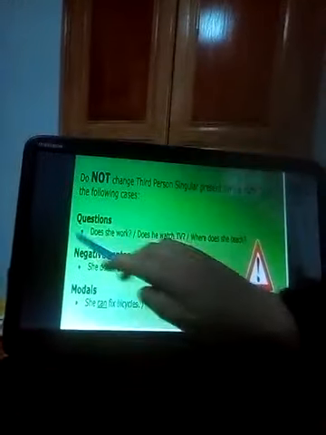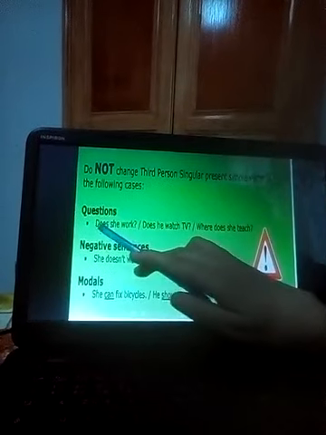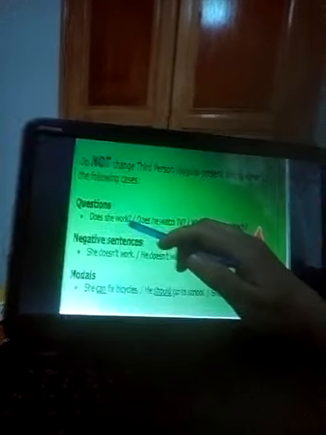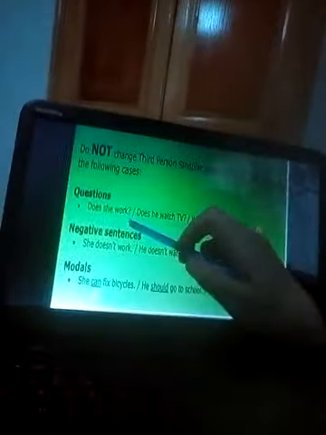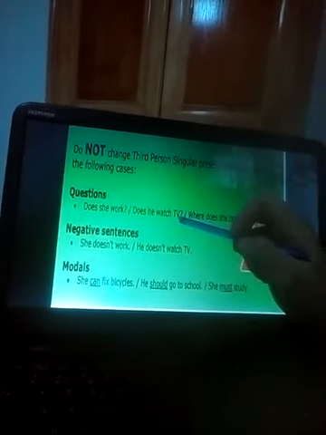So, here, pay attention. When we have questions, like the example, does she work? Is it correct to say, does she works? No, it's not correct, because does is an auxiliary verb. So, when we have an auxiliary verb, the next verb should be in the infinitive form. So, the first, does, is conjugated. So, does she work? Does he watch?